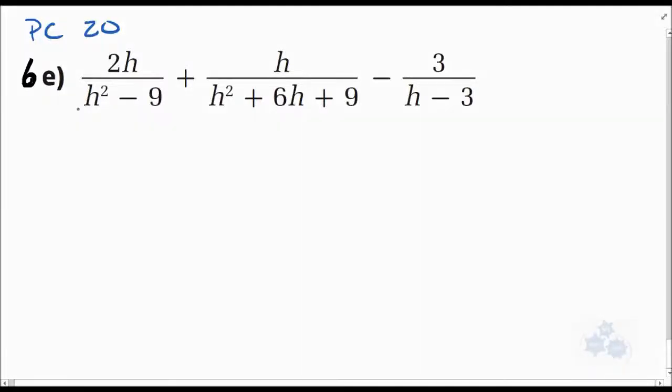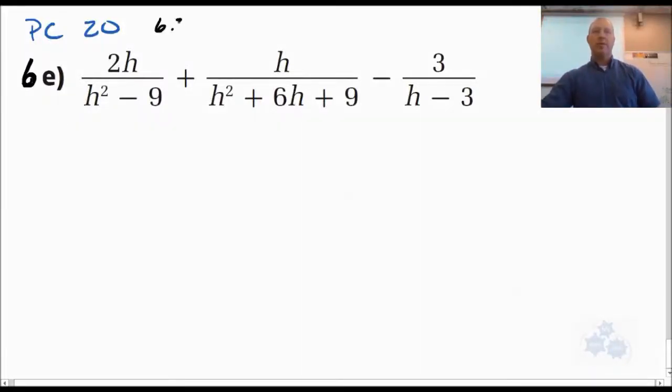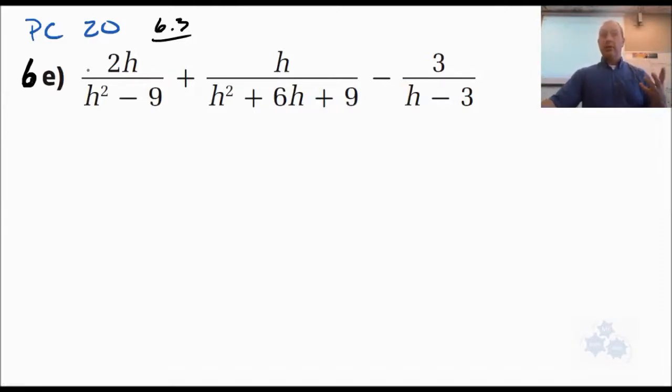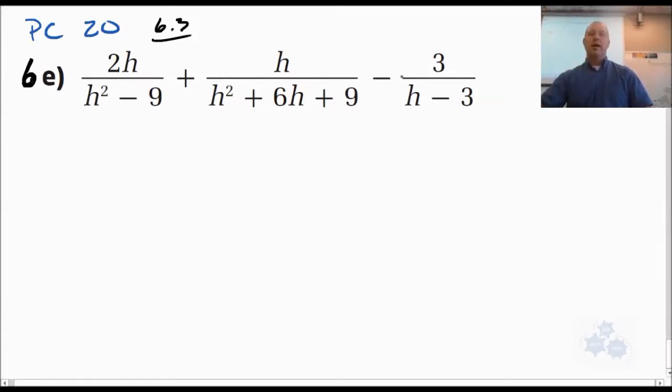So Pre-Calculus 20, this is section 6.3, number 6E. Again, we are adding and subtracting rational expressions. The thing we have to do is the same thing we do when adding or subtracting fractions. We have to get a common denominator. Now, how do we know what we have in the denominators? We need to extract or see what the factors are.